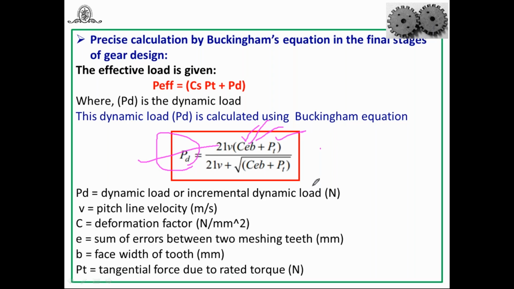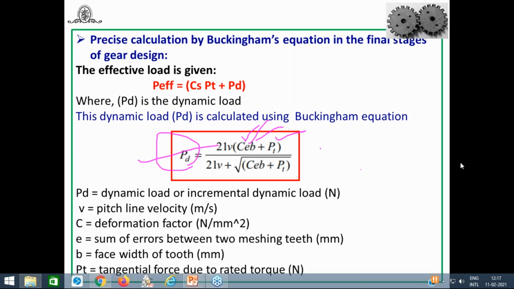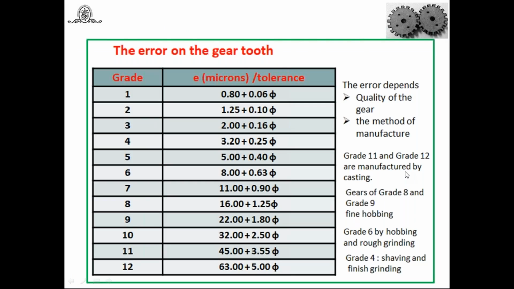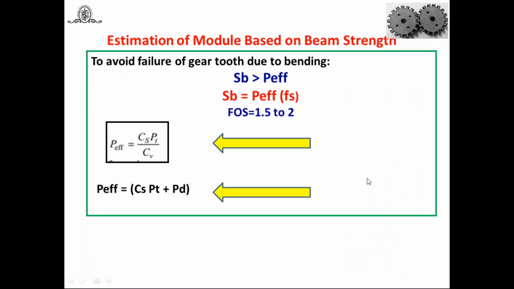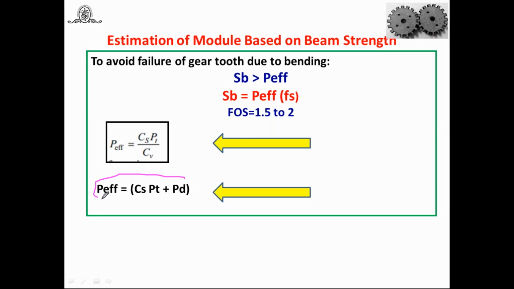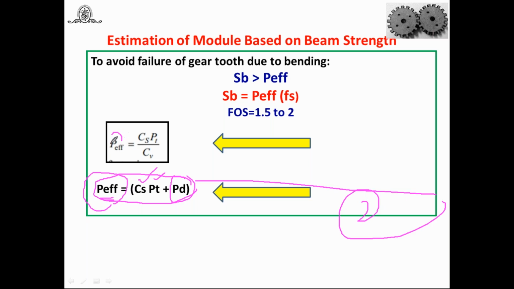Okay. PD, dynamic load. And once you get the dynamic load, next you have to find out the effective load for the second case. How to find out that effective load for the second case? I am going to show it to you. Look at this. For precise calculation by Buckingham equation, P effective is equal to CS into PT plus PD. And once you get the P effective by using the second method, the first method is P effective equal to CS into PT by CV, the velocity factor.